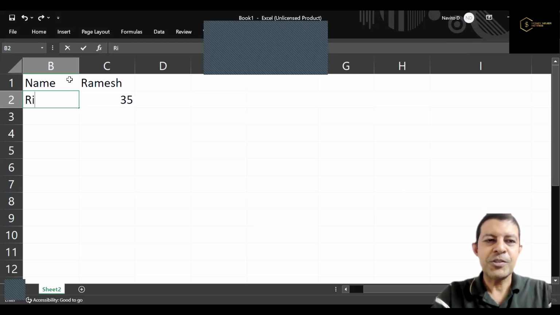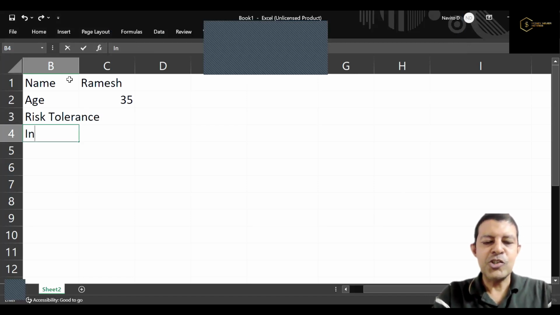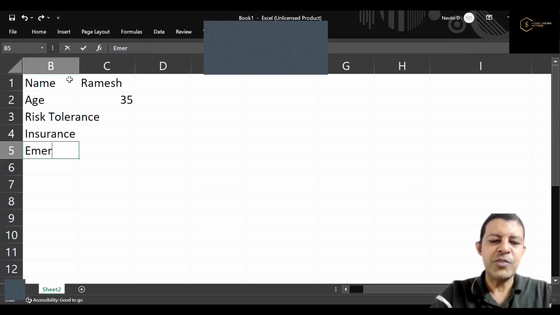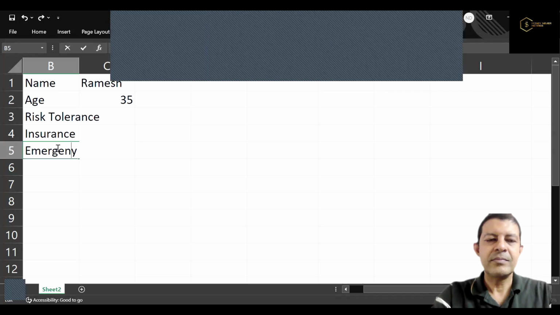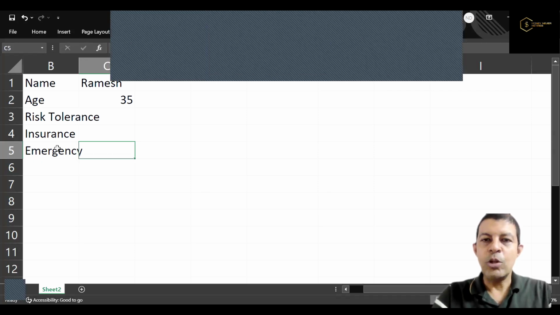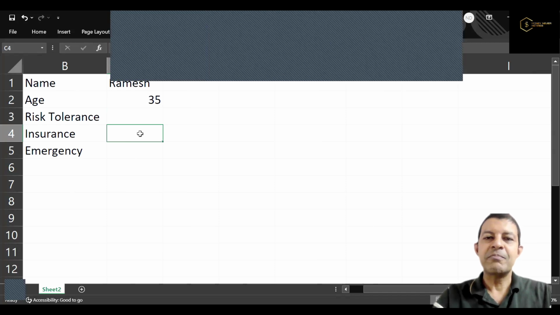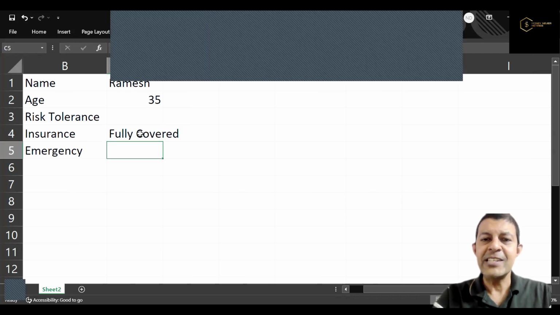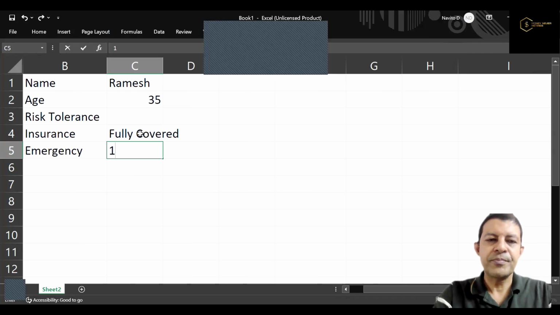His risk tolerance, whether he has insurance already, whether he has an emergency fund already. We'll consider all these aspects when it comes to the financial plan. Let's assume that Ramesh is fully covered with respect to insurance. He has a sufficient emergency fund, which is going to last for at least one year.